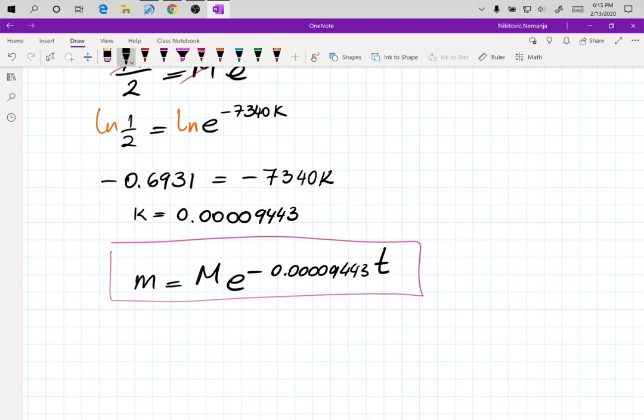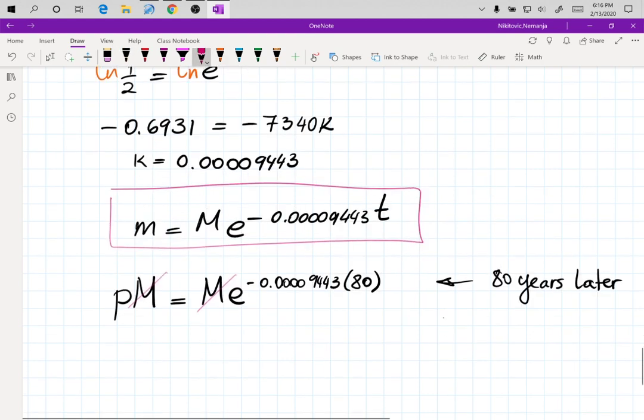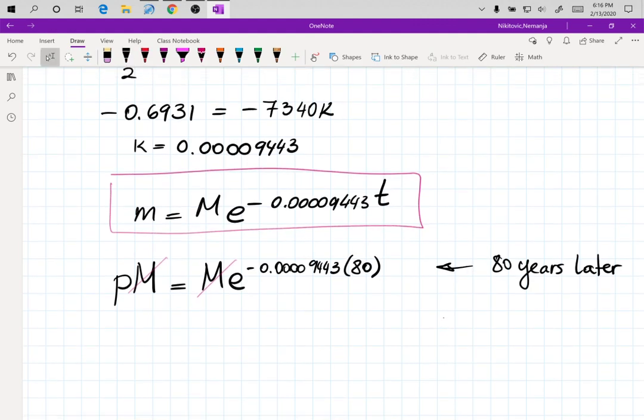So the percent P times the original mass is equal to M0 e to the negative 0.0000943 times 80 years, right? So this is 80 years later. M0 will drop out on both sides, and we are going to have P equals e to the negative 0.0000943 times 80.